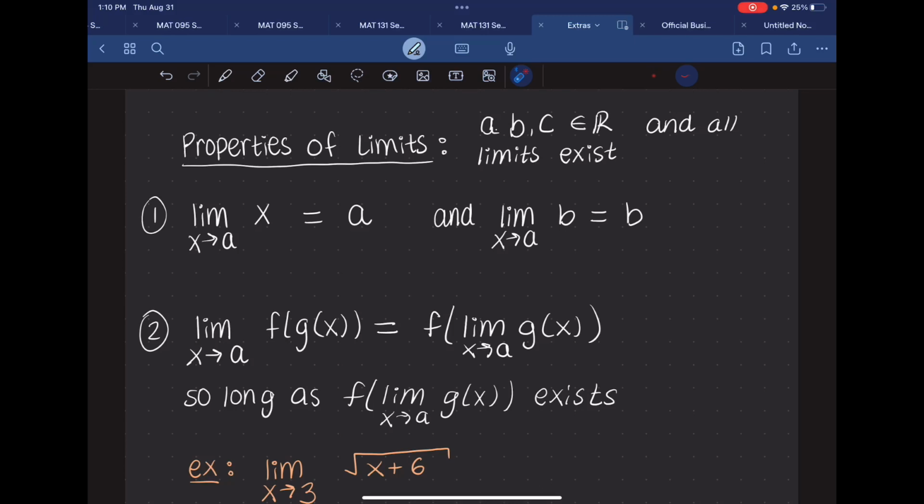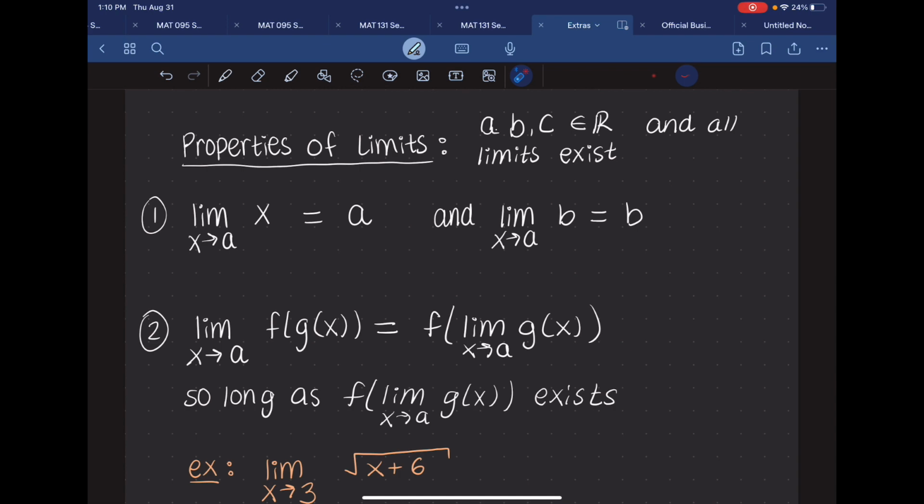Okay guys, so we're going to talk about the properties of limits. For the following properties, we're going to assume that a, b, and c are real numbers, and all of these limits exist. So if I talk about, for instance, the limit as x goes to a of f of x, we're going to assume that exists. Same with the limit as x goes to a of g of x.